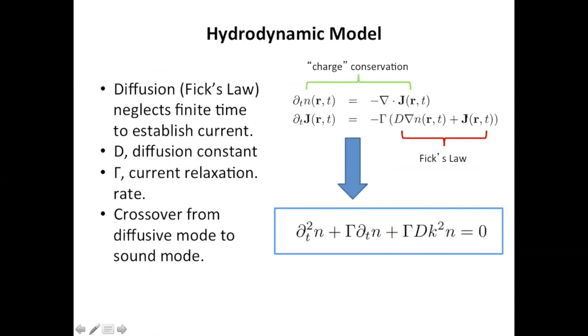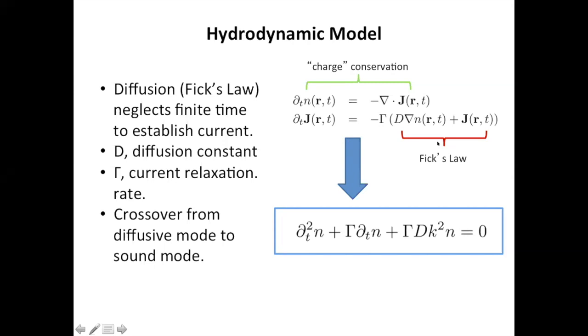You would say that the current density is proportional to the gradients of the density through the proportionality constant D, the diffusivity. However, that would only give us the behavior at long wavelengths. And now what we're saying is that these currents cannot build up instantaneously in the system in response to gradients of the density. So we say that the current approaches the steady state value with a current relaxation rate gamma.